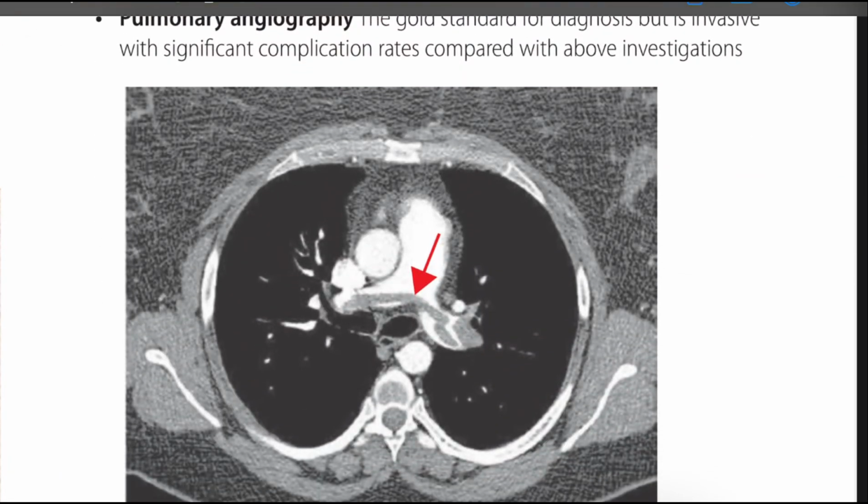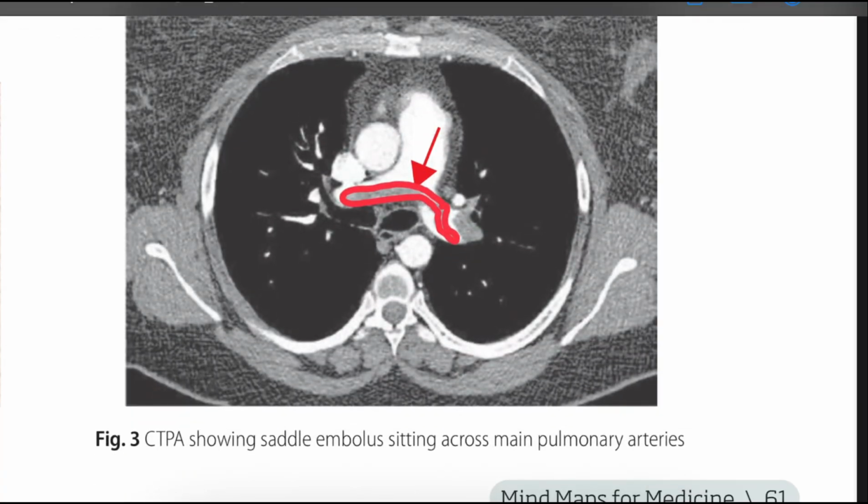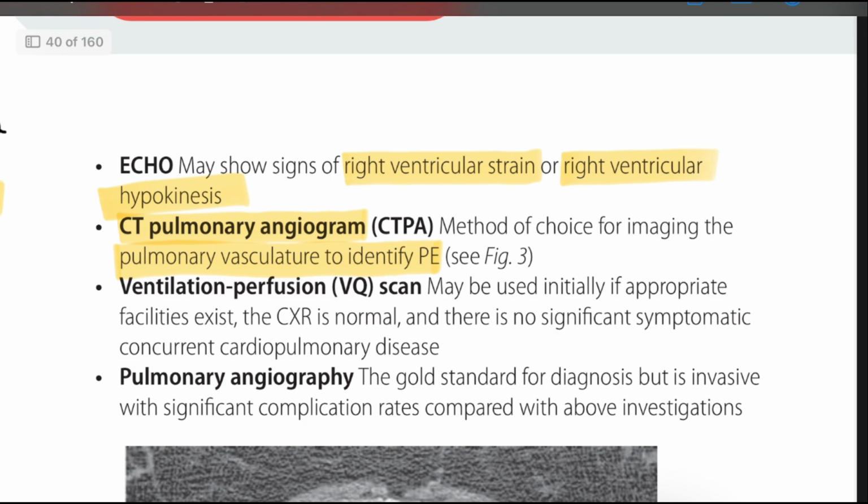You can see this type of structure here. I'm marking it. You can see this type of marking, we call that pulmonary embolism. In pulmonary embolism, it will show a saddle embolus sitting across the main pulmonary arteries. Okay, so that's why it's very important. And this is the gold standard imaging test for the filling defect. It will show the filling defect in pulmonary arteries, and it will locate the embolus, that spot.